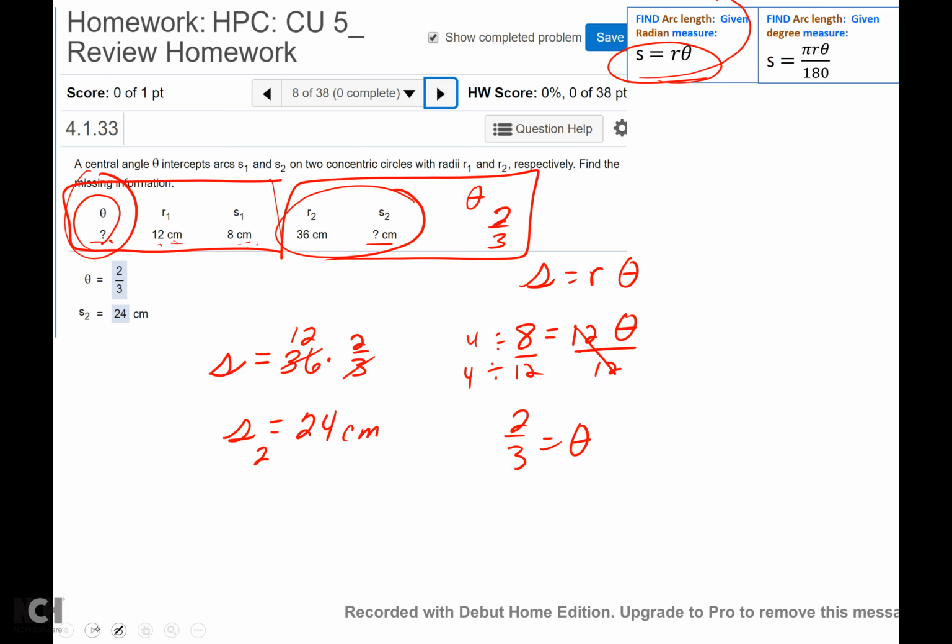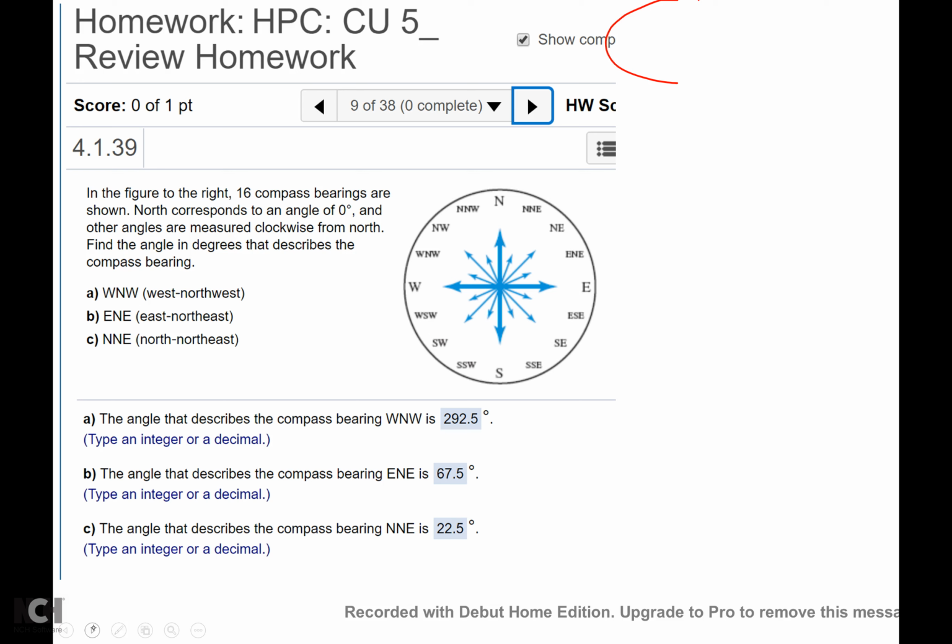Okay? All right. It says in the figure to the right, 16 compass bearings are shown. North corresponds to an angle of 0 degrees, and other angles are measured clockwise from north. Find the angle in degrees that describes the compass bearing. West northwest, east northeast, north northeast.